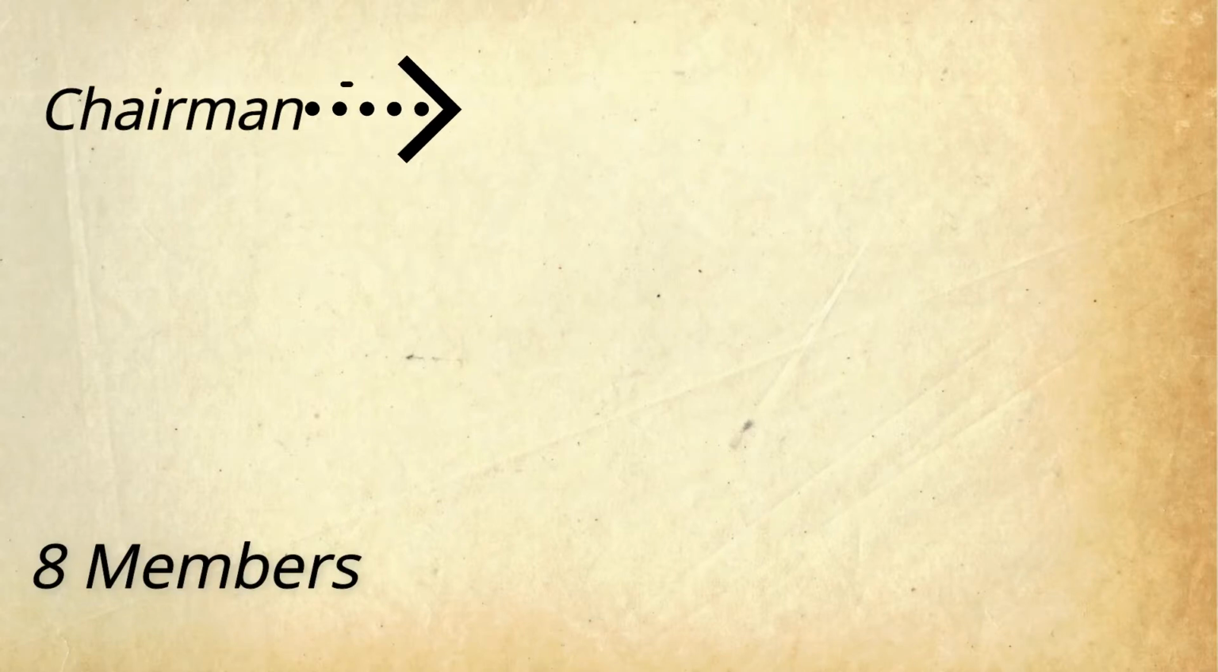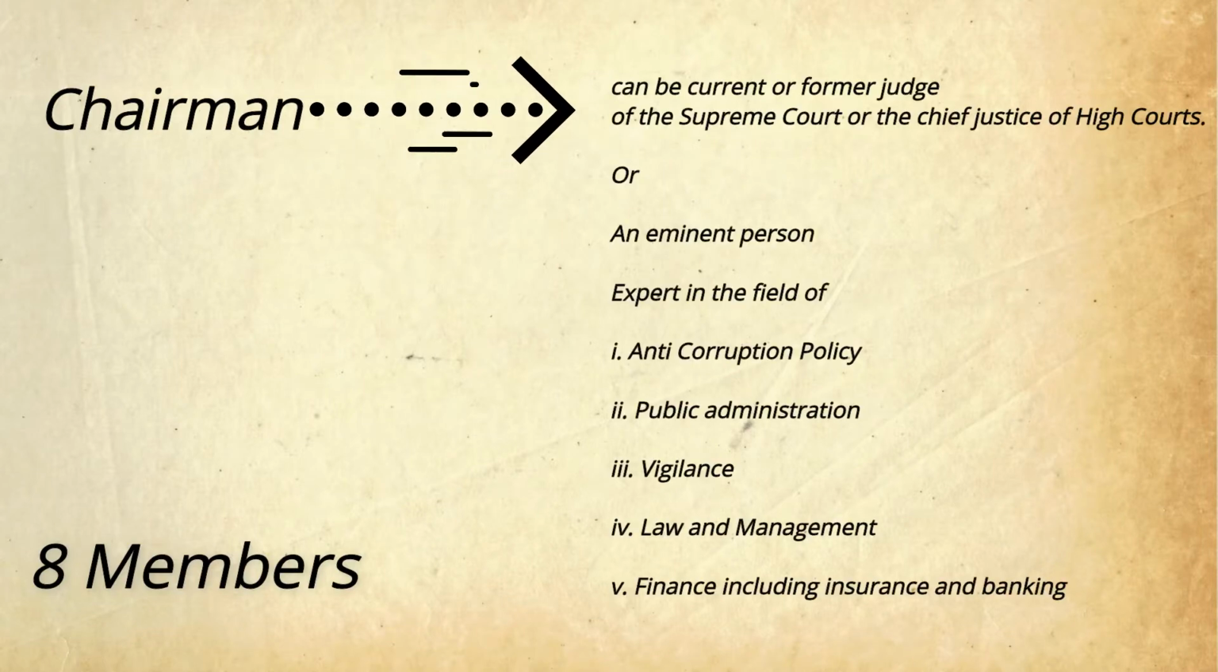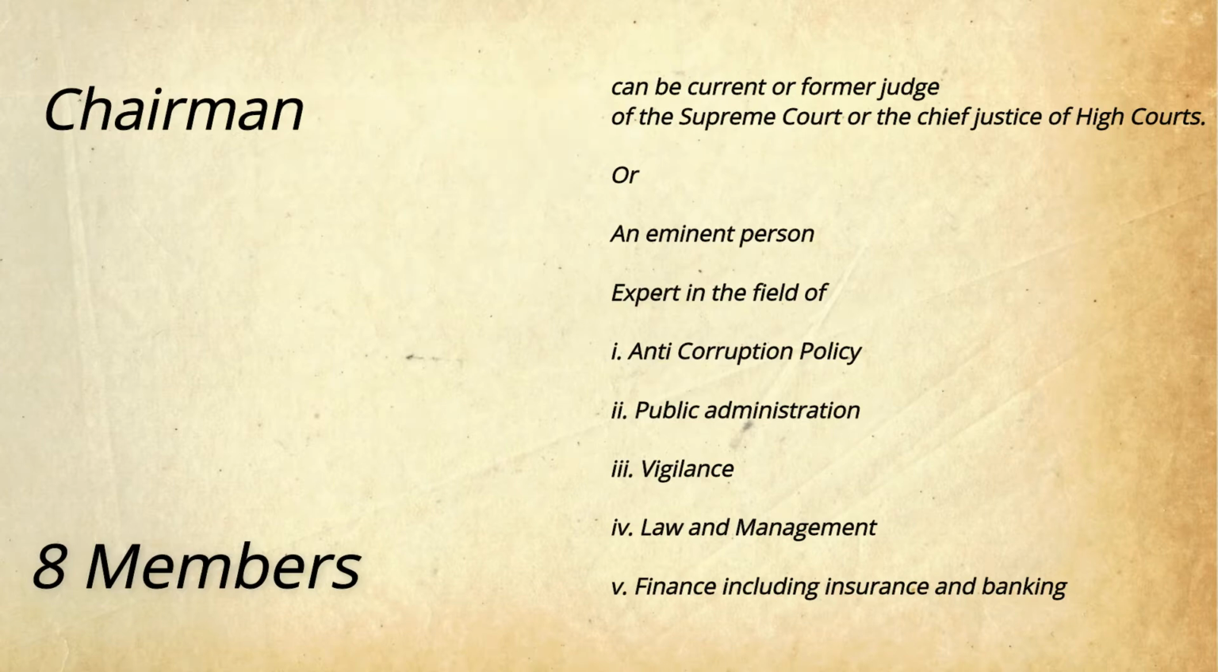Now if you look into the composition of the Lokpal body, there are a total of 8 members and a chairman. Now this chairman needs to be either a judge of the Supreme Court or Chief Justice of a High Court, or he has to be an eminent person, or he can be a person with a clear image and expert in the field of anti-corruption, vigilance, public administration, law and management and finance, including insurance and banking.